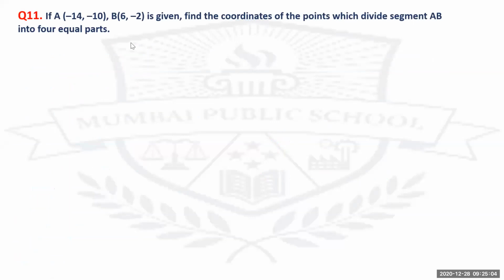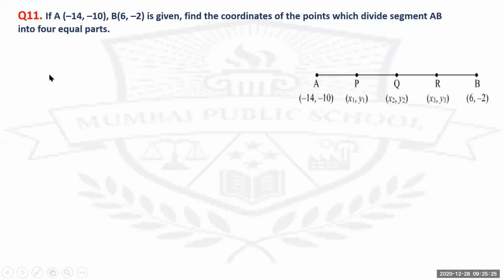Check. If A (-14, 10) and B (6, -2) are given, find the coordinates of the points which divide segment AB into 4 equal parts. So again, what we'll do is we'll draw the figure of this. So check, this is your figure. A is given as (-14, 10). B is given as (6, -2). And you have to find P, Q, and R dividing it into 4 equal parts.